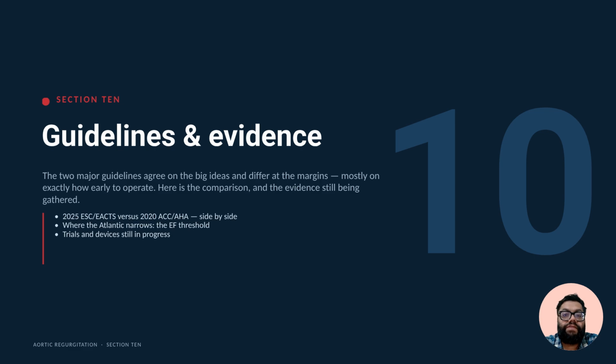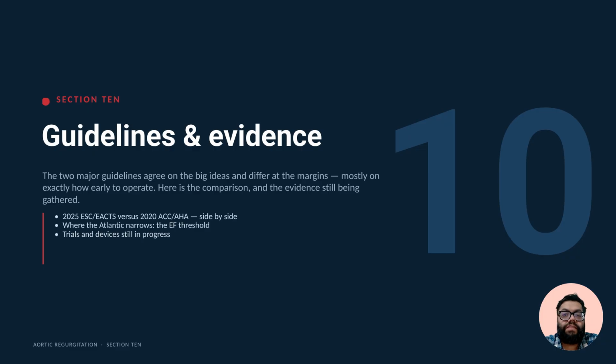We now formalize everything we have said about timing into the two guidelines you are expected to know, and look honestly at the evidence still being written. The good news is that the European and American documents agree on all the big ideas: operate on the symptomatic, operate on the failing or dilating ventricle, deal with the valve during other cardiac surgery. The interest and the exam marks lie at the margins.